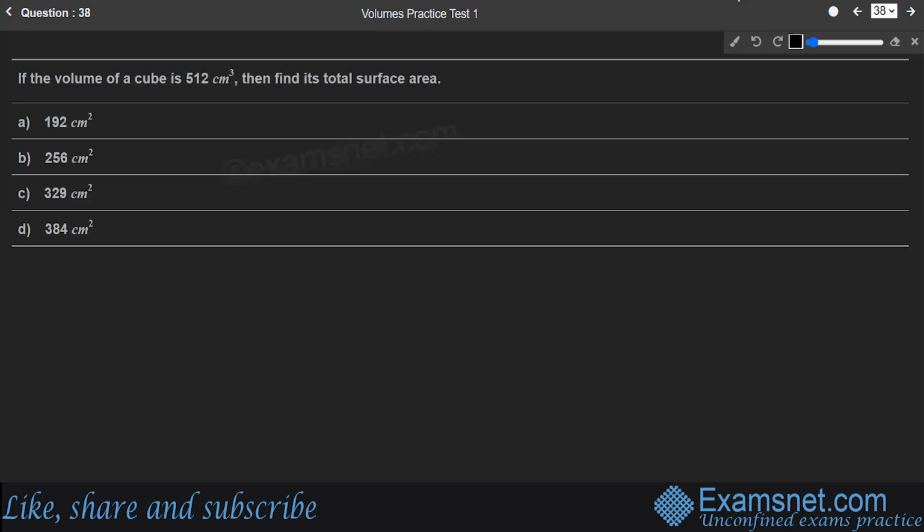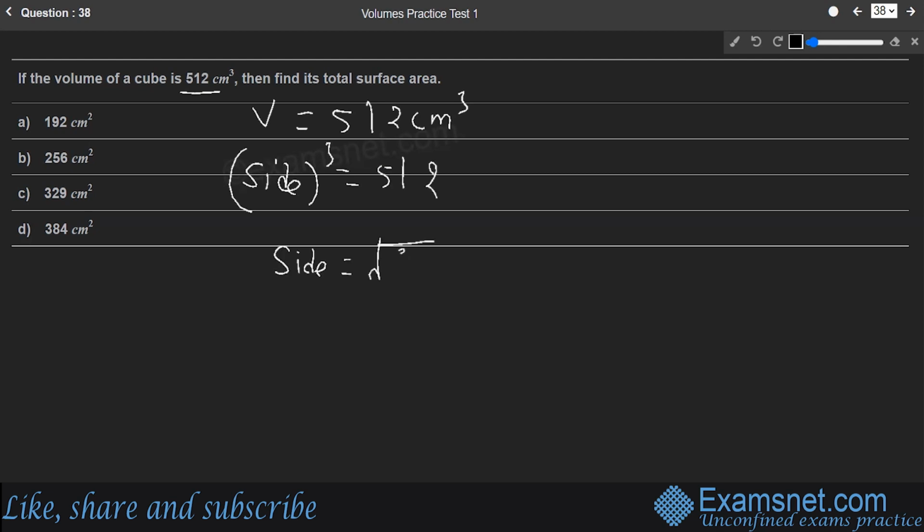Now he says if the volume of the cube is 512 centimeter cube, find its total surface area. So clearly we are supposed to find out the side of this cube first, and then using that we can find out the total surface area. Okay. So the volume of the cube is given as 512 centimeter cube. The formula for the volume of the cube is nothing but side cube. Side cube value is 512. So what is the value of the side? The value of the side is the cube root of 512. Clearly the cube root of 512 is nothing but 8.